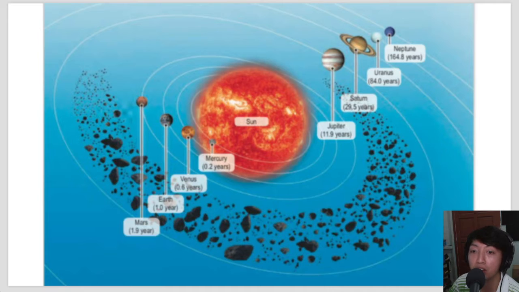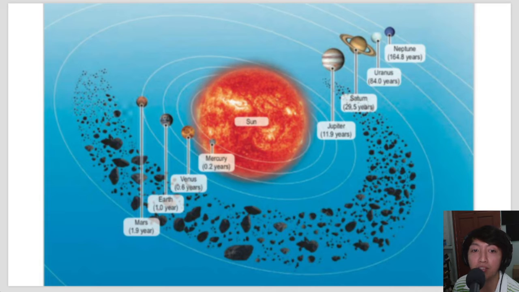The planets like Mercury only take 0.2 years. So 12 times 0.2 is what? Not even 3 months, like 1.5 months, about 6 weeks to go around the sun. So Mercury, let's say, takes about 2 months to go around the sun. So in 1 year on Earth, when Earth has only gone around the sun once, Mercury has already gone around about 5 times.